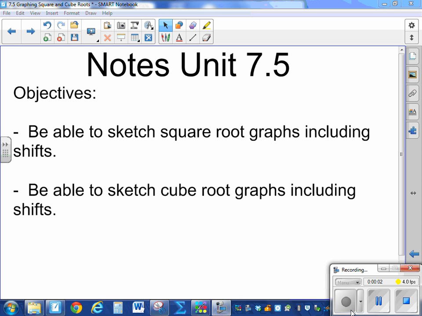So here are your notes for Unit 7.5. Two objectives: be able to sketch square root graphs including shifts, and be able to sketch cube root graphs including shifts also. All right, so let's move on here.